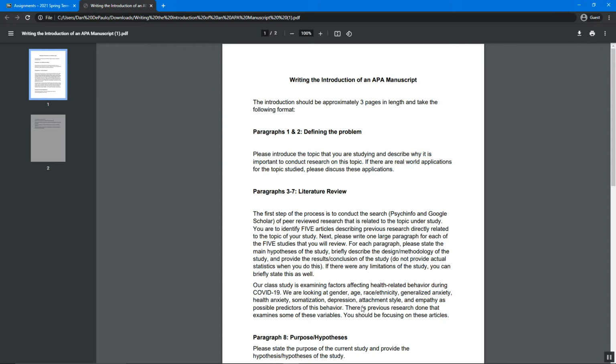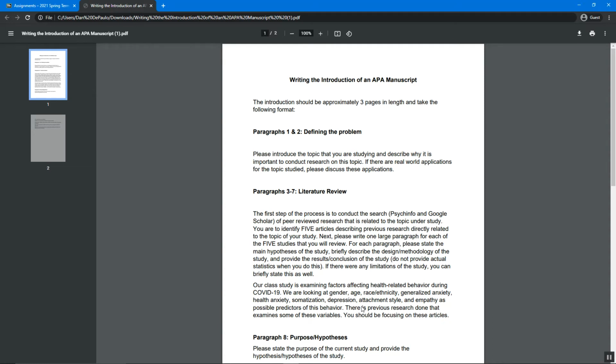The first 2 paragraphs of your introduction should be defining the problem. So you're going to introduce the topic and why it's important. This is probably the most important topic, I think, of any kind of psychological research in the long history of psychology, because it's based off of COVID. I'm not saying that to over exaggerate, but this is a very important problem in terms of what predicts health behavior during COVID.